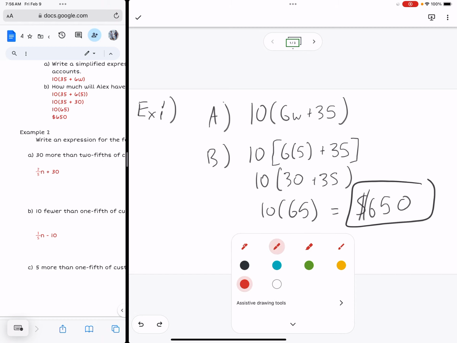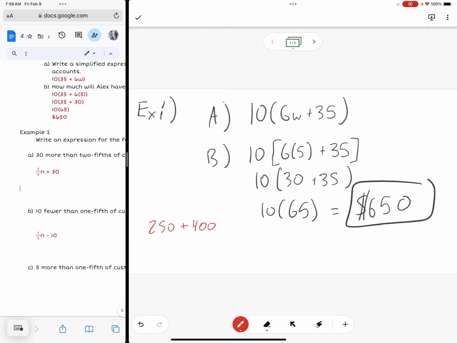He said he got 250 plus 400, and factored by 10, and I factored again by 5, and I got 50 times the quantity 5 plus 8. That works.